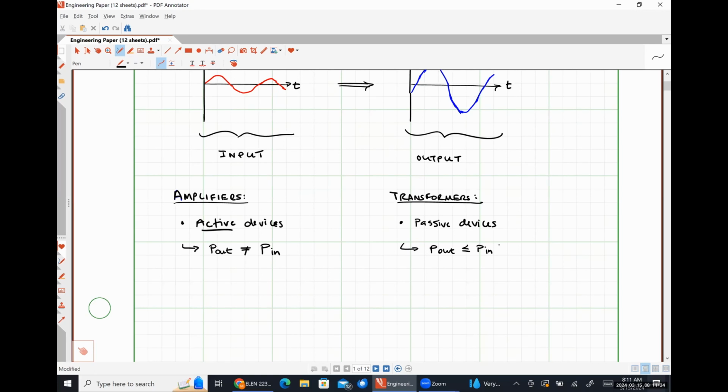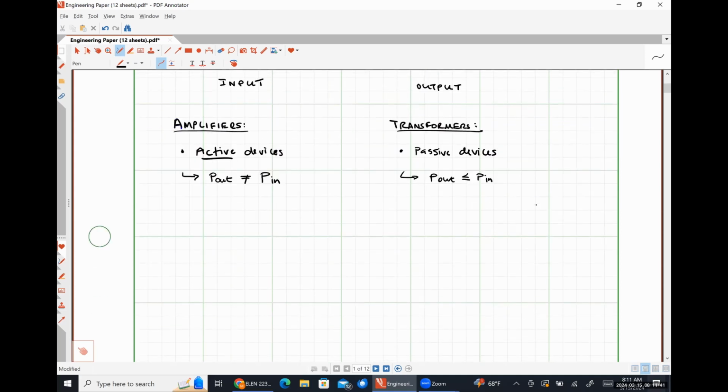All right, so now let's divert our focus entirely to amplifiers, okay? So let's talk about what an amplifier is.